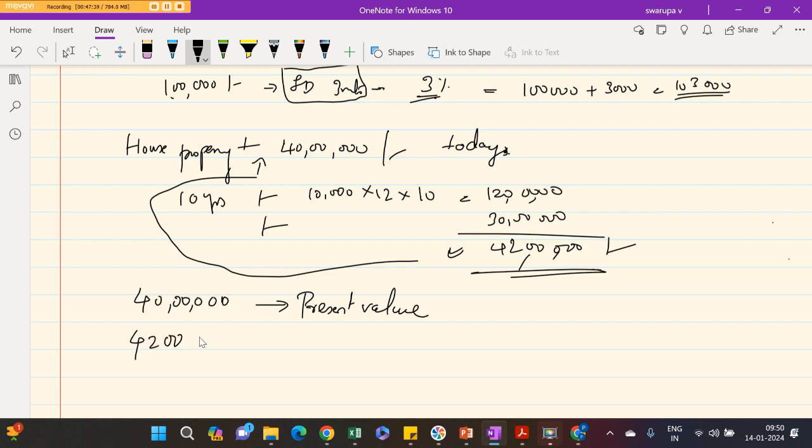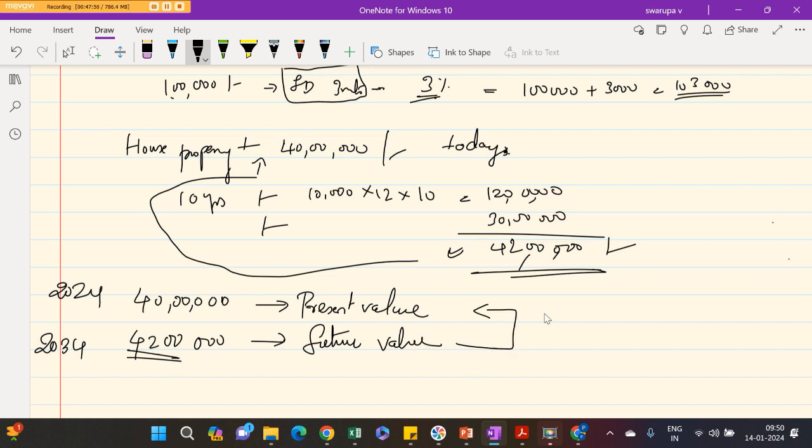42 lakhs is your future value. This is in 2024. This is 2034. This 2034's value, you have to bring it as on 2024. What is the worth of 42 lakhs today in 2024?